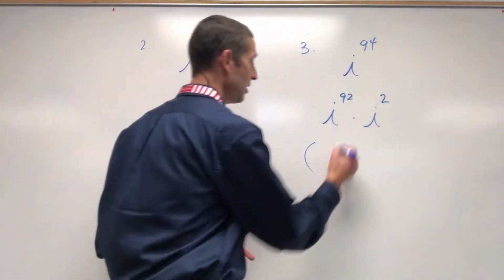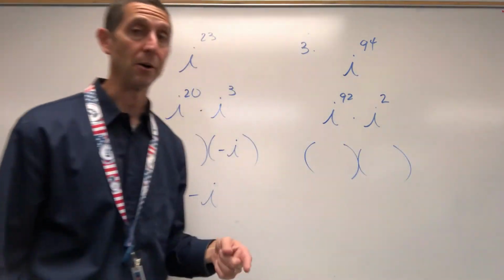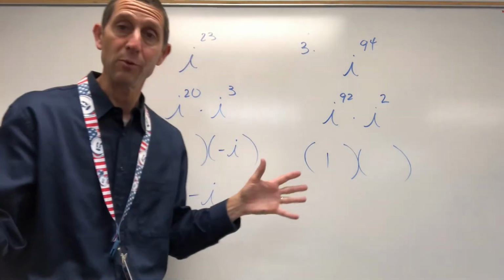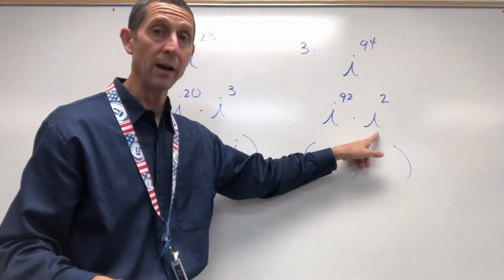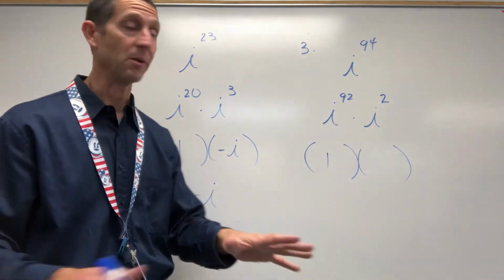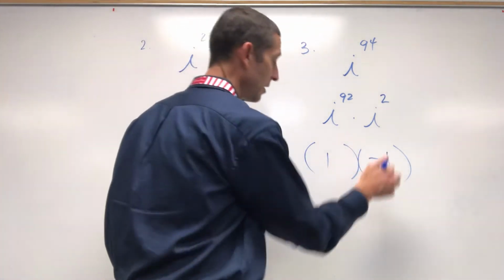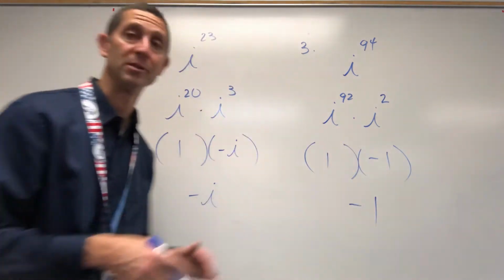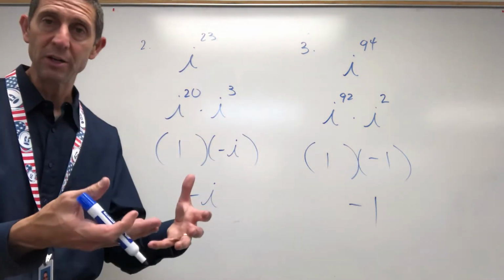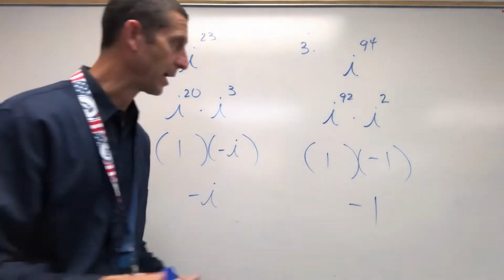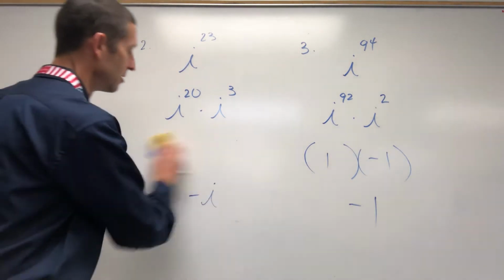Now once you have this, you're good to go. This is a multiple of 4, which means it's automatically a +1. Here's I squared, and from our first example, I squared equals -1. So 1 times -1, -1's our answer. So as long as you got your first 4 down and you know your multiples of 4, this really ain't going to be too bad. Let's do some more.